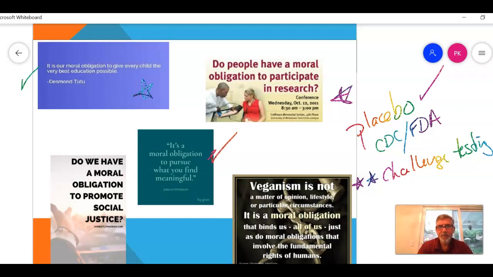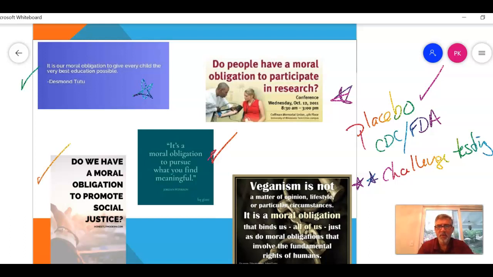Look at this one. Is it a moral obligation to pursue what you find meaningful? That's a hard one, because what if what you find meaningful is immoral? Look at Adolf Hitler. He thought it was his moral obligation to pursue the killing of the Jewish nation. He thought that was meaningful. So this is a completely intrinsic, that's a nihilist view.